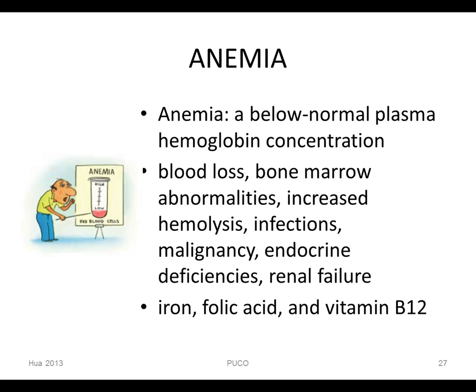Anemia is defined as below normal plasma hemoglobin concentration resulting from decreased number of circulating red blood cells or an abnormally low total hemoglobin content per unit of blood volume. Anemia can be caused by chronic blood loss, bone marrow abnormalities, increased hemolysis, infection, malignancy, endocrine deficiency, renal failure, and a number of other disease states. Anemia can be at least temporarily corrected by transfusion of whole blood.